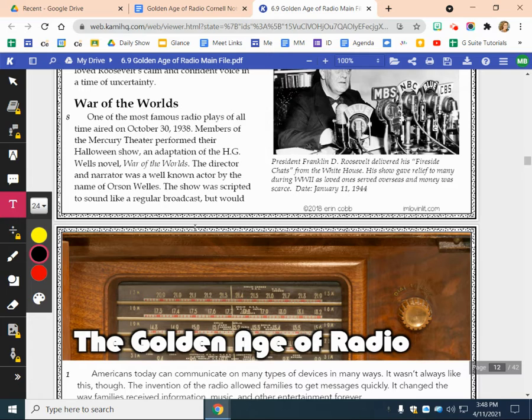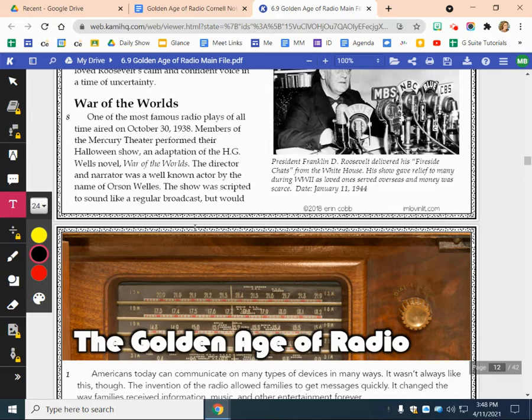One of the most famous radio plays of all time aired on October 30th, 1938. So you can imagine it's the day before Halloween. Everyone's a little tense and they're spooked pretty easily around this time of year. So just kind of keep that date in mind. Members of the Mercury Theater performed their Halloween show, the adaptation of the H.G. Wells novel, War of the Worlds. The director and narrator was a well-known actor by the name of Orson Welles.